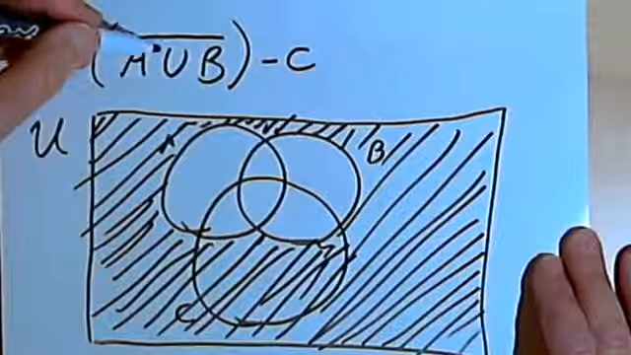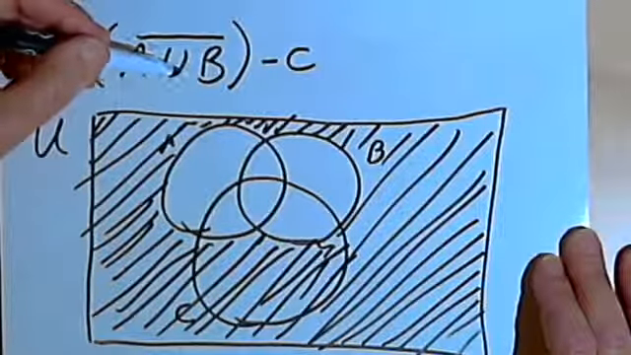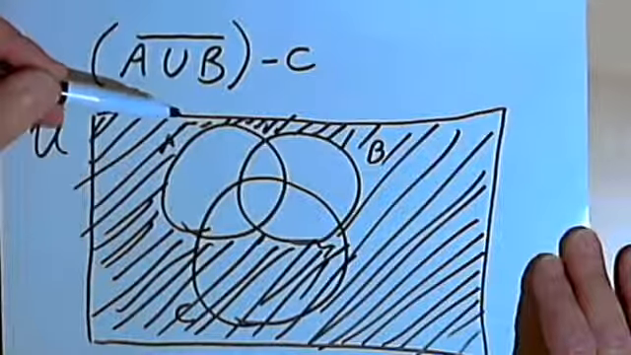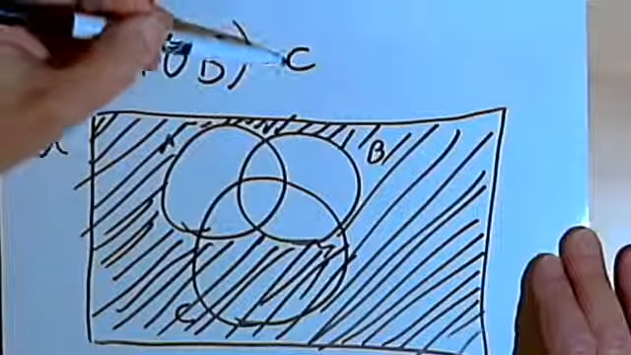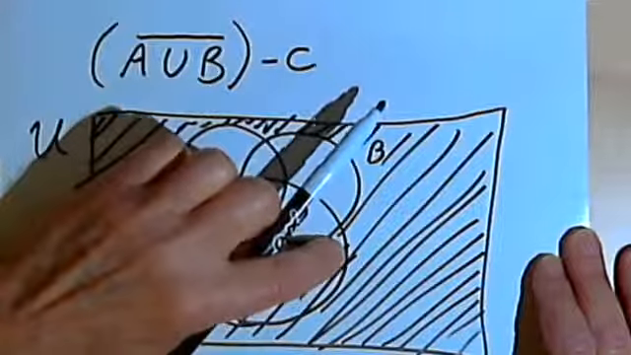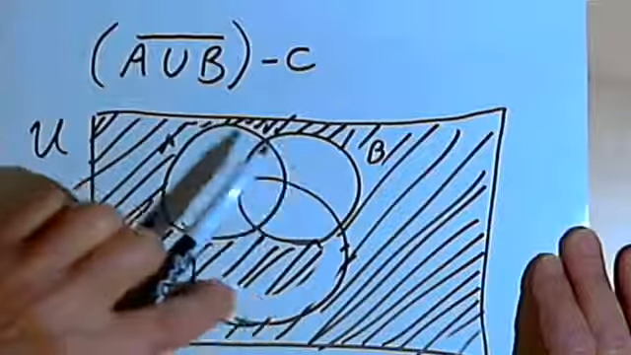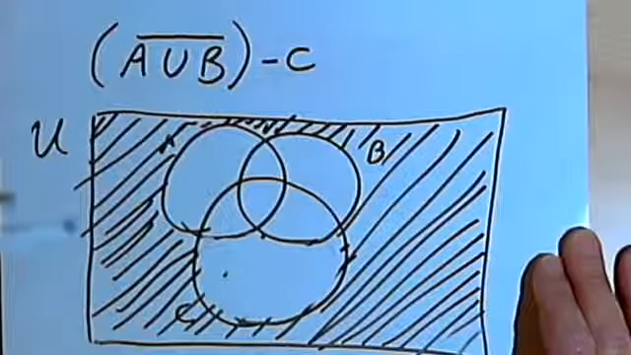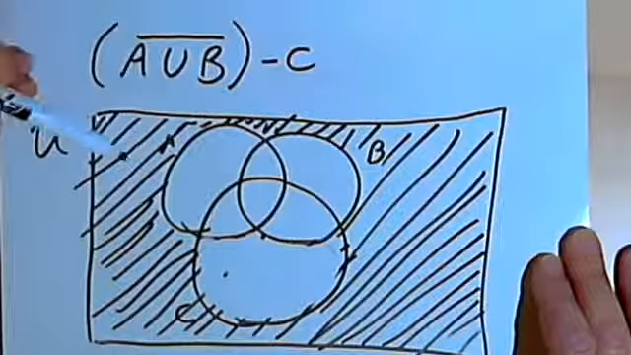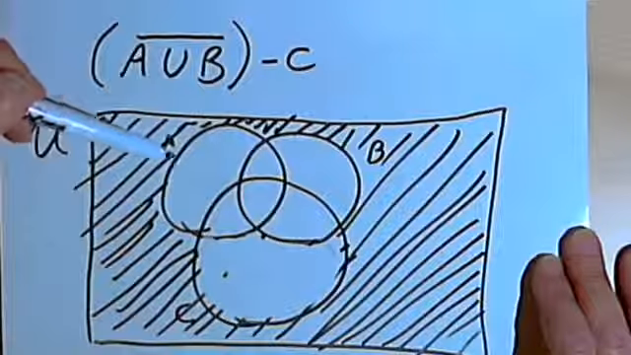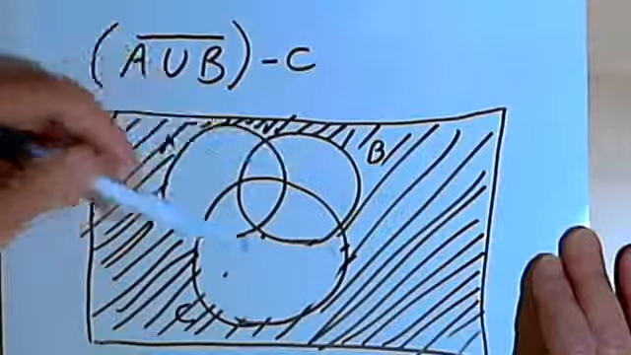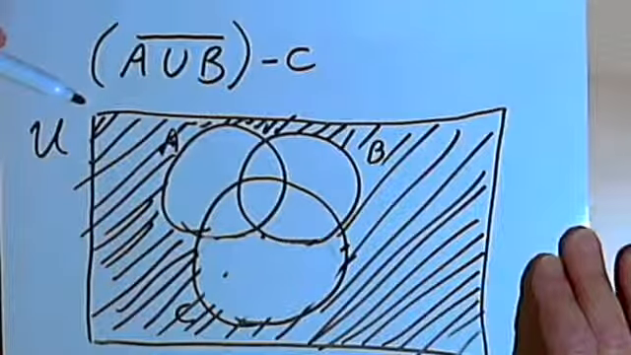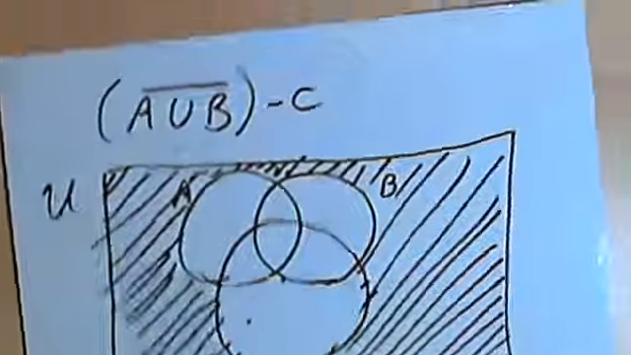And now from that, I want to take away anything which is in C. So from the shaded area, I'm going to take away what is in C, which basically means I can get the shading out of C. And now what I've got basically is just all of the area in the universal set which is not in A, not in B, and not in C, not in any of them. Okay? And here's one more.